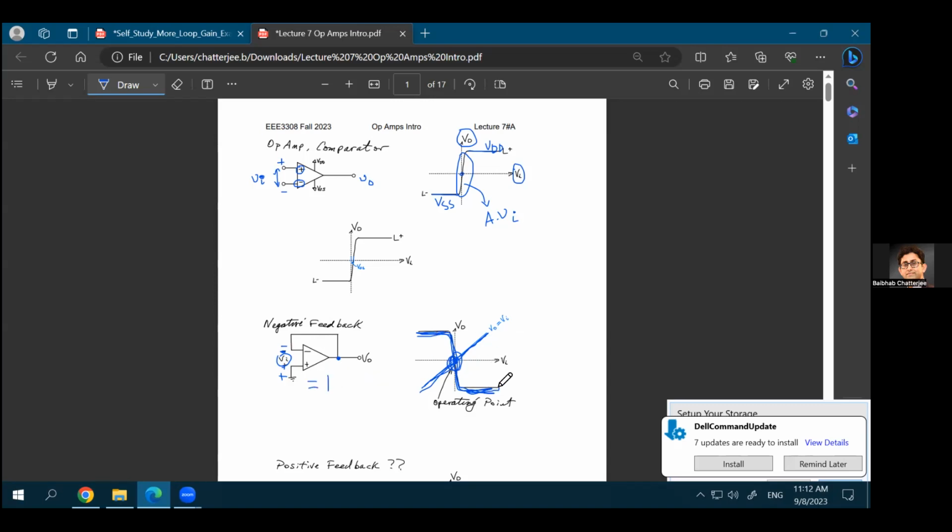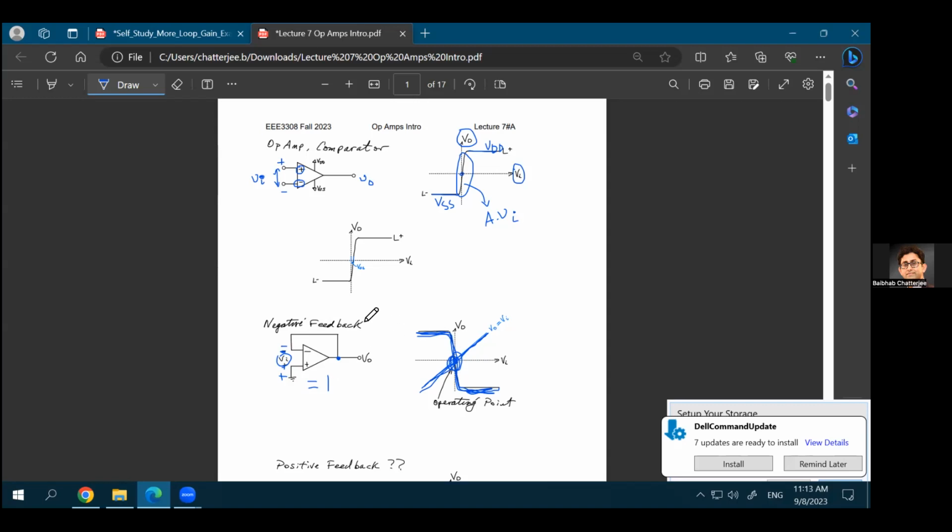So this is the graphical representation of why it is equal to 1, because your output is equal to input because of the direct connection. So even if the op amp ideally has infinite gain, the gain of the total system when you have this feedback connected will be equal to 1.